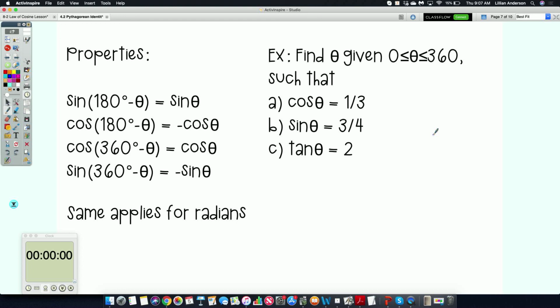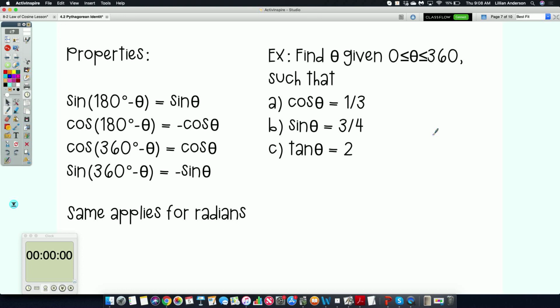Cosine has the same sign in the first and fourth quadrant. That's why when you do the cosine of 360 minus theta, it equals the value of cosine theta. And in the first and fourth quadrant, sine is positive, then sine is negative. So when you do sine 360 minus theta, you get negative sine theta. The same applies for radians, so instead of being 180 and 360, it'll be pi and 2 pi. Okay? You use these different properties to find the angles for theta in between the different values for ones that are not on your unit circle.